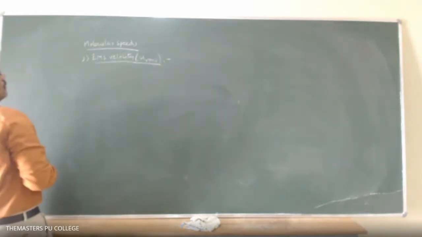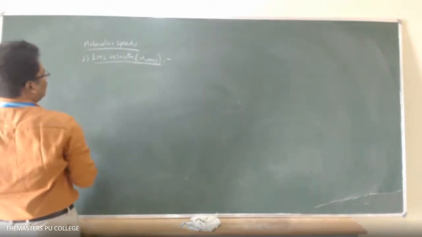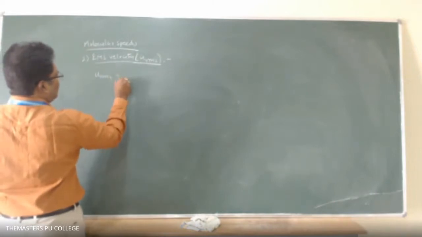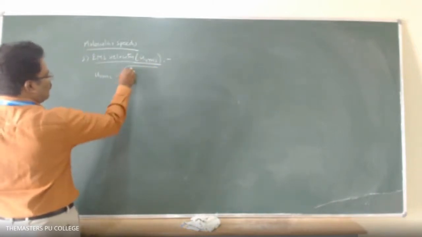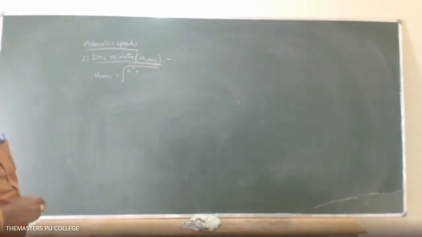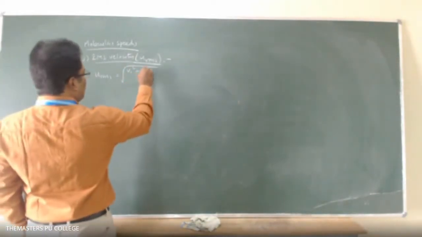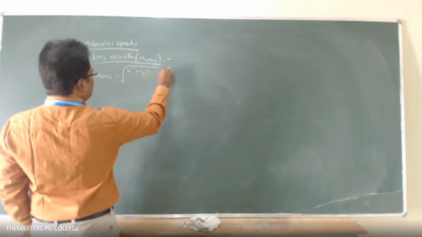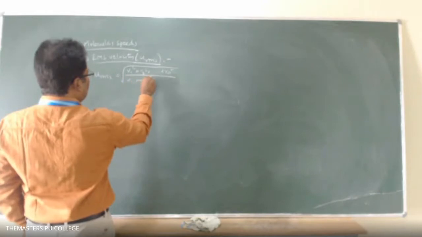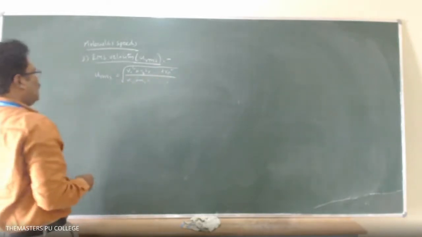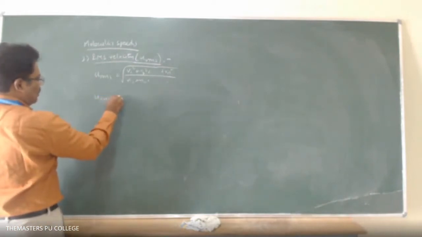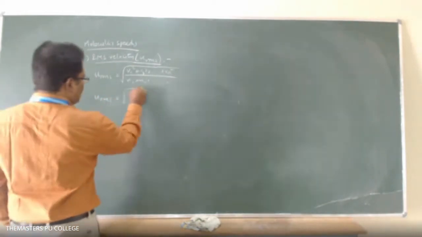So what is u RMS? It is equal to the square root of the mean of the squares of the velocities of all gas molecules, divided by n1 plus n2 and so on. And how to calculate that? u RMS equals root of 3RT by M.